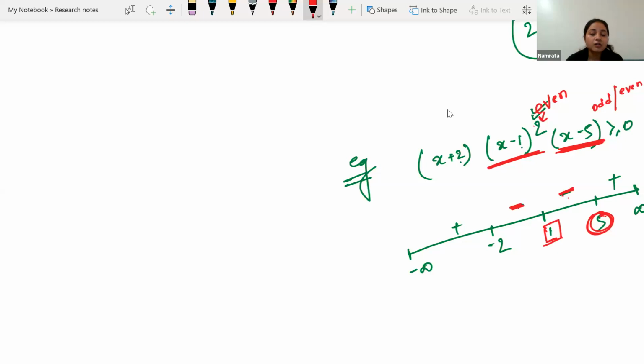Now we have gone to the next critical point, that is negative 2. Where did we get this negative 2 from? We got it from this part. What is the power of this factorized form? The power is odd. Hence, there will be a change in sign. And this is the solution set.